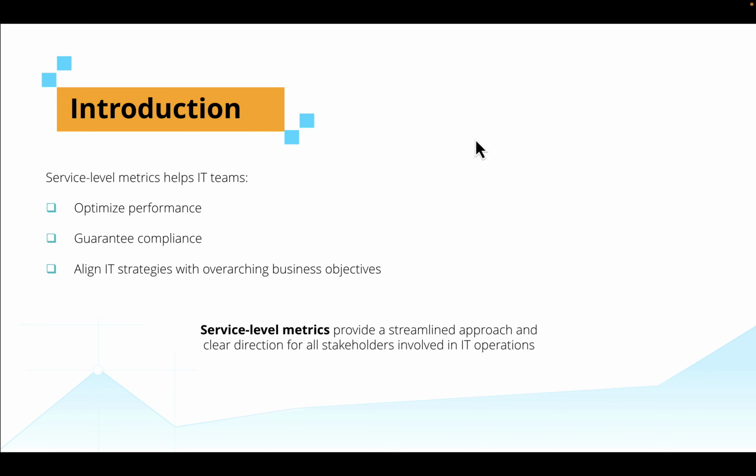Service level metrics are instrumental in helping IT teams optimize performance, guarantee compliance, and align IT strategies with overarching business objectives. By establishing clear expectations within a defined budget from the outset, service level metrics provide a streamlined approach and clear direction for all stakeholders involved in the IT operation. Once the expectations are set, the regular measurement and optimization becomes a breeze.